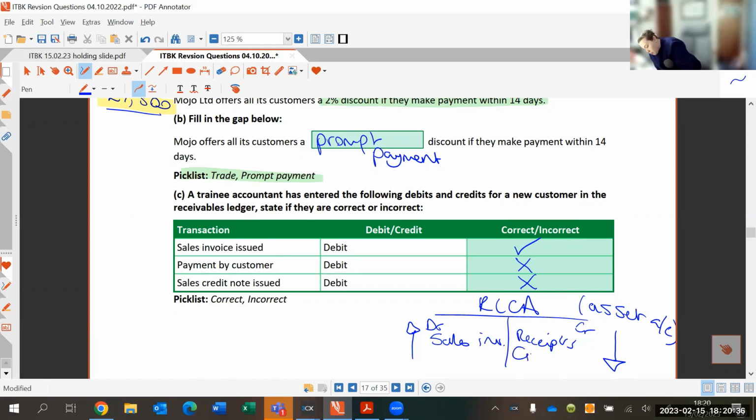So we'll put credit notes on that side as well. They would need to have debited for the sales invoice, which they've done, then credited for the payment and the sales credit note. So well done on that, because it's a bit of a weird one to get your head around. When I was looking at this earlier, I thought, oh yeah, that is a bit of a strange one.